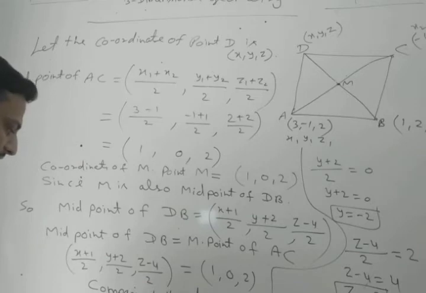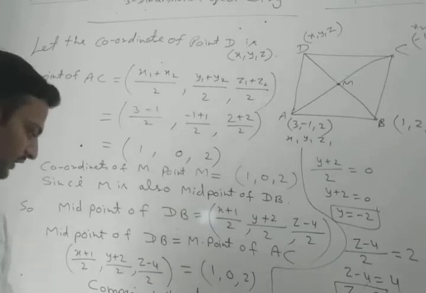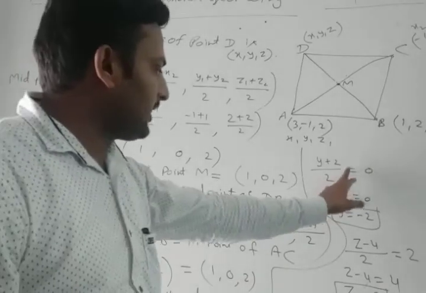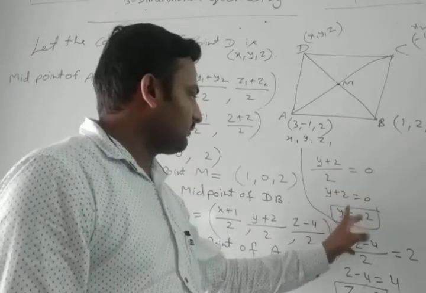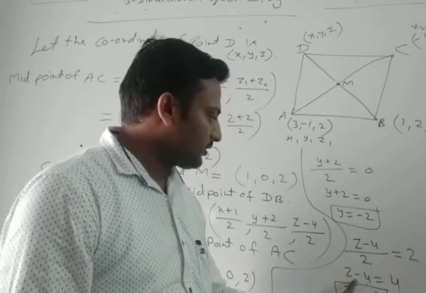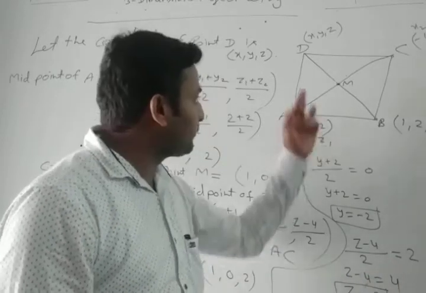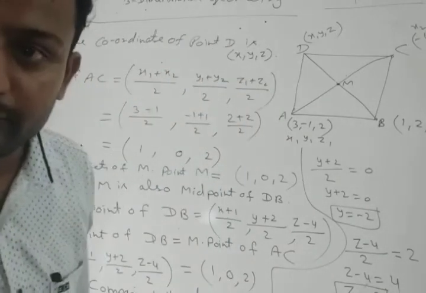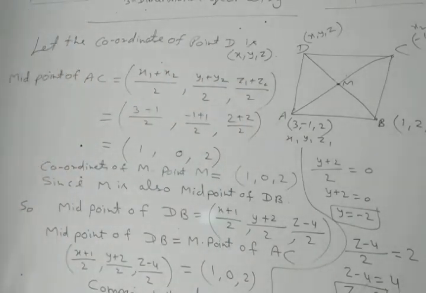Comparing the x coordinate, x plus 1 by 2 is equal to 1, so x is equal to 1. Comparing the y coordinate, y plus 2 is equal to 0, so y is equal to minus 2. Comparing the z coordinate, z is equal to 8. So the coordinates of point D are (1, -2, 8). Next question.